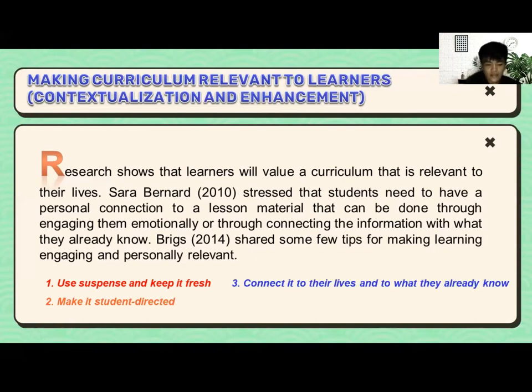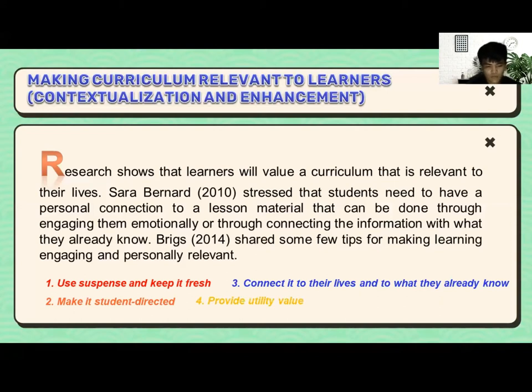Third, we have connect to their lives and to what they already know. Taking the time to brainstorm about what students already know and would like to learn about the topic helps them to create goals. If the topic is connected to their lives or very relevant and they think they already know about it, this will engage students in the lesson because they believe that they know it, they connect it to their lives, and they want to understand it fully.